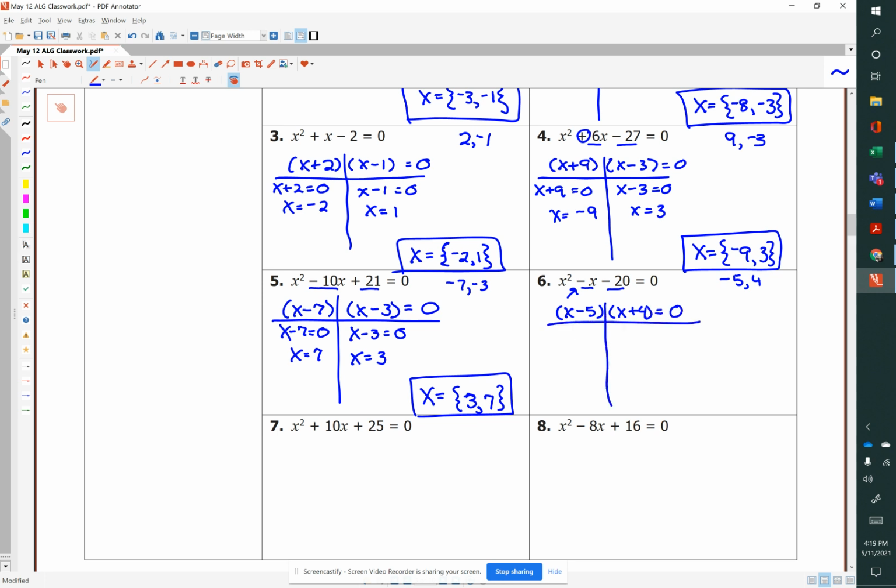It's our factored form. And then we'll set each one of those factors to 0. And on the left side, x equals positive 5, and on the right side, x equals negative 4. And those are our two solutions.